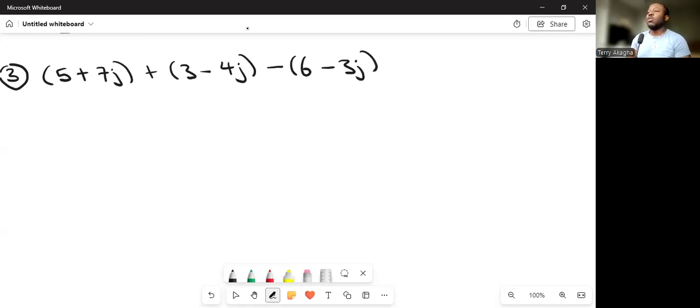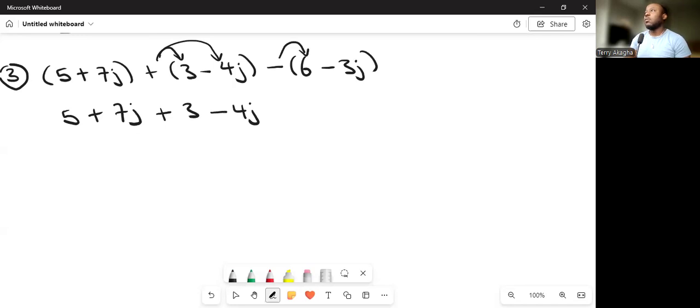The first thing you have to do is to open the brackets. It's going to give us 5 plus 7J. So plus times 3 is going to give us plus 3. Plus times minus 4J is going to give us minus 4J. Are you seeing it? Minus times plus will give us minus 6. And minus times minus 3 is going to give us plus 3J.